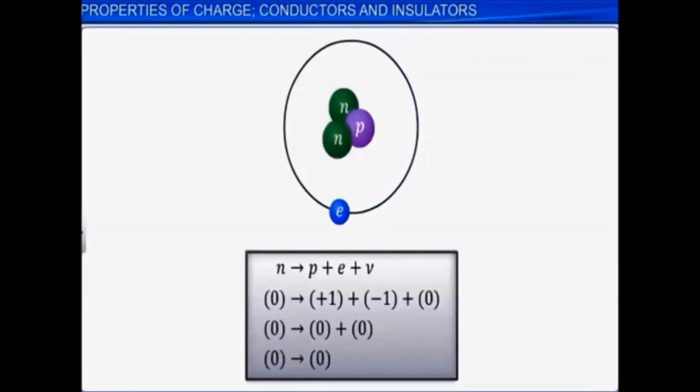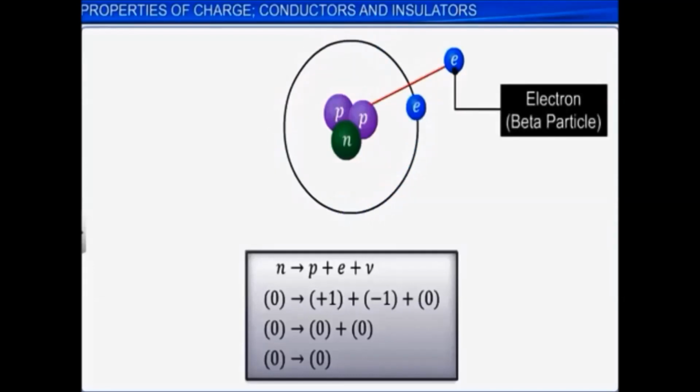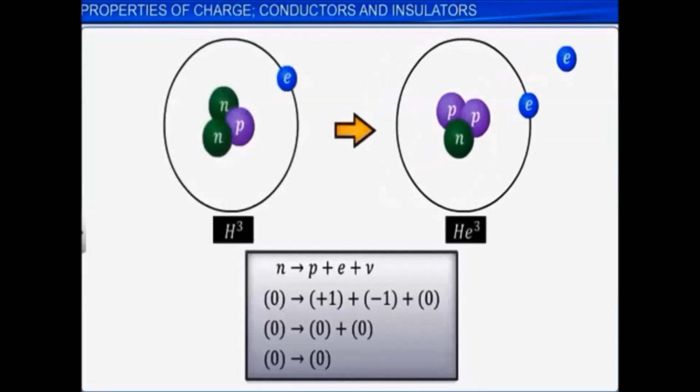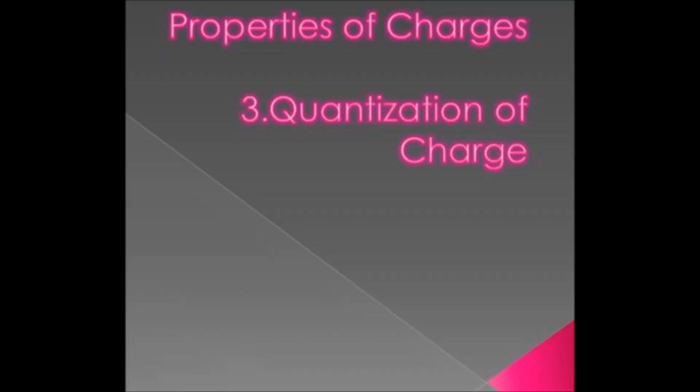Charges are also conserved in natural processes such as beta decay of a neutron. During beta decay, a neutron breaks into a proton and an electron, releasing a neutrino. Here, the neutrino and neutron are chargeless particles, while the proton and electron are opposite charge particles, whose combined net charge is zero. Here, we observe that the total charge in this process is conserved.